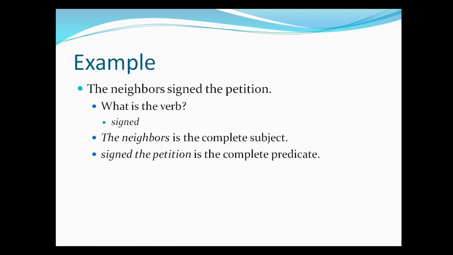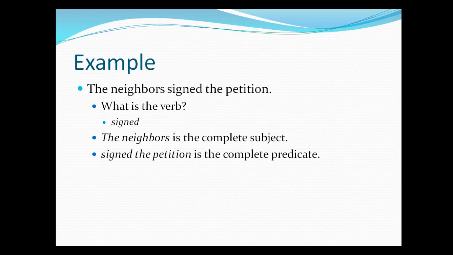The neighbors signed the petition. First, look at the sentence and we have to ask the question, what is the verb? The verb is signed. If you're marking that on your own, you would actually go ahead and circle the word signed. Then we ask the question, who or what signed the petition? So the neighbors, that's a complete subject. Neighbors is a simple subject, but the whole thing, what's the whole answer to who signed? The neighbors. That's our complete subject.